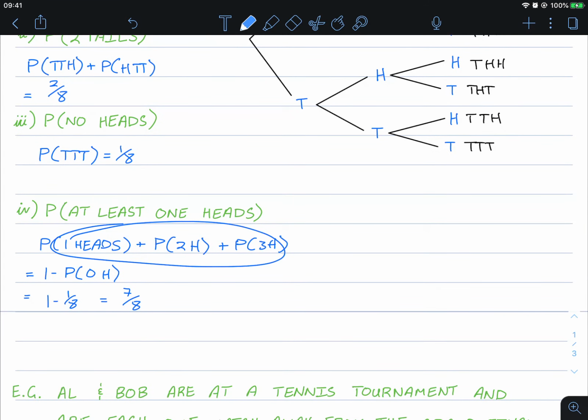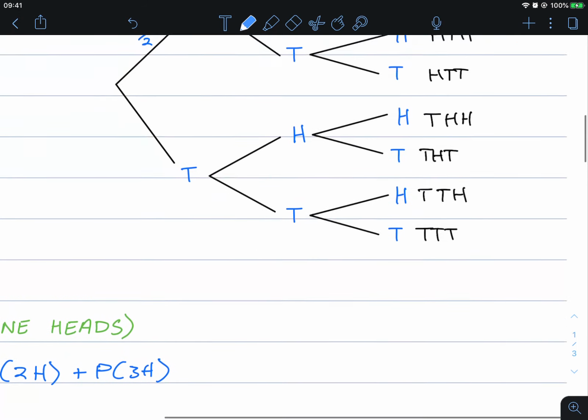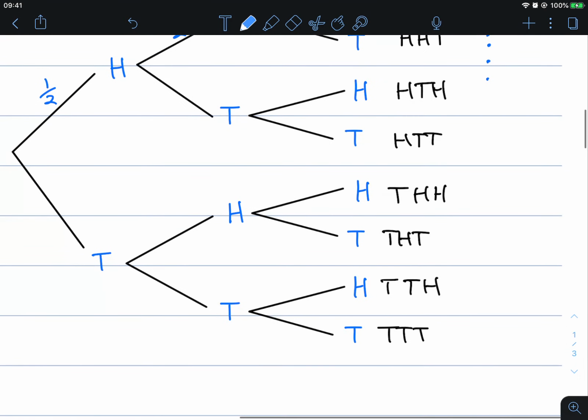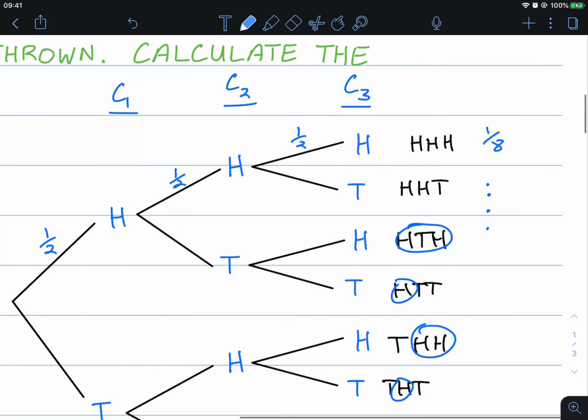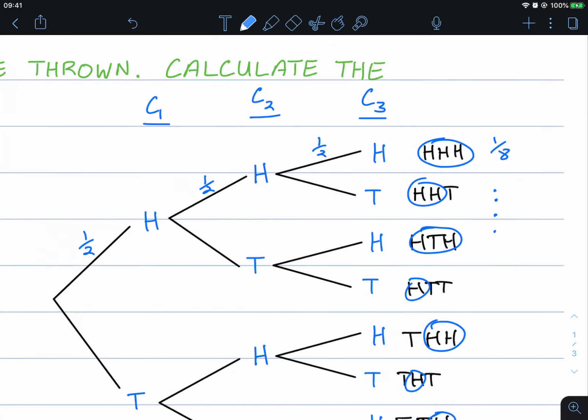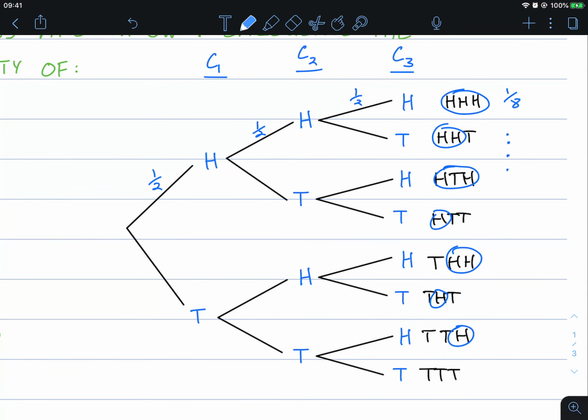We could also have counted all of these. So notice how this is 1 heads, 1 heads, 2 heads, 1 heads, 2 heads, 2 heads, 3 heads. All of these that we've circled, that's 1, 2, 3, 4, 5, 6, and 7. 7 lots of 1 in 8. So 7 in 8.